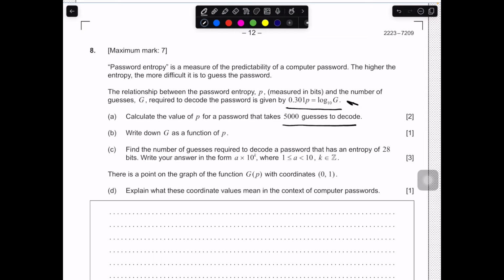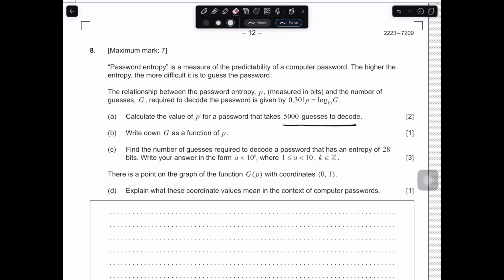So we've got some relationship between p, the password entropy, and g, the number of guesses it takes to solve a password. If a password has a high entropy, it takes a lot of guesses. You might think of this one as essentially one of the ones that Google might give you in terms of their suggested passwords. Special characters, capital letters, and so on. High entropy, a lot of guesses if we just want to brute force and try to crack this thing.